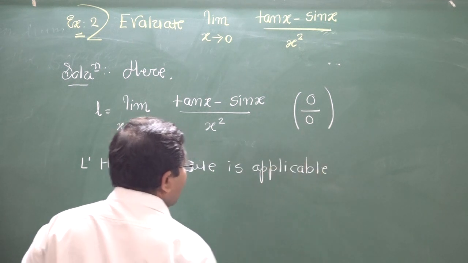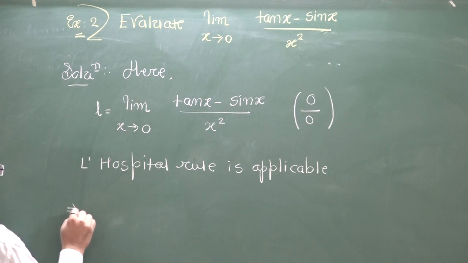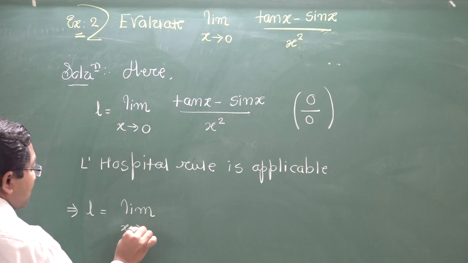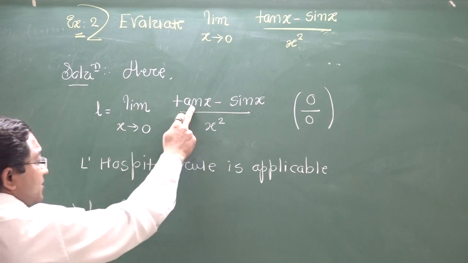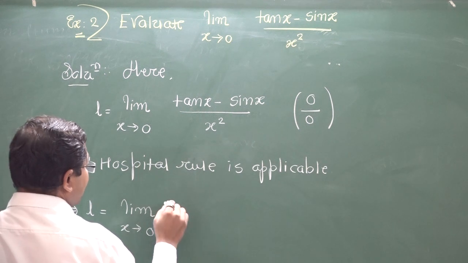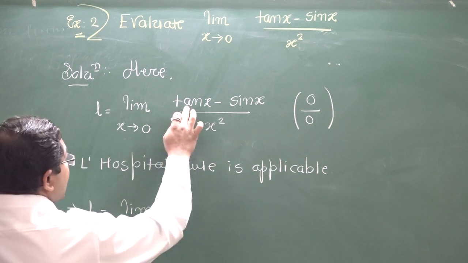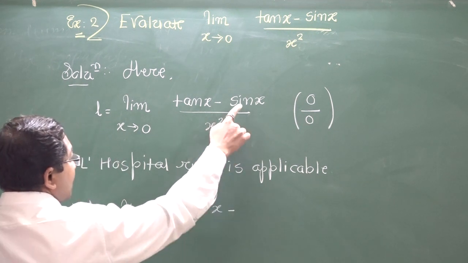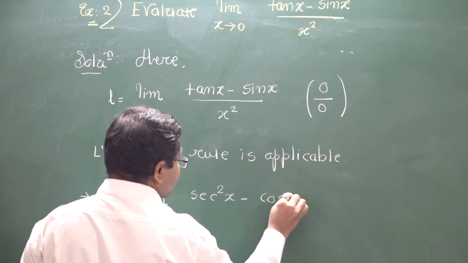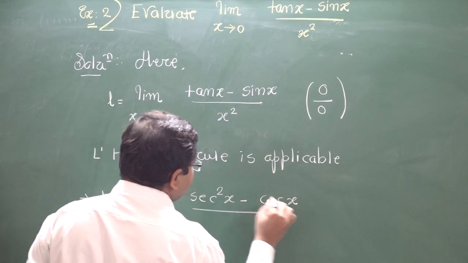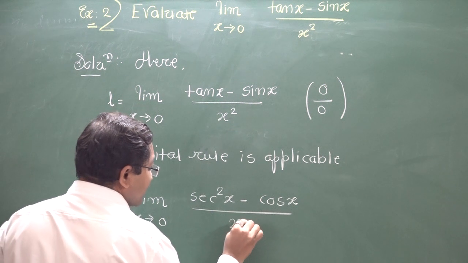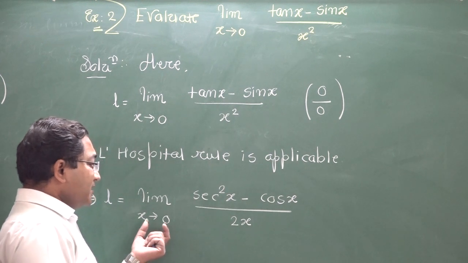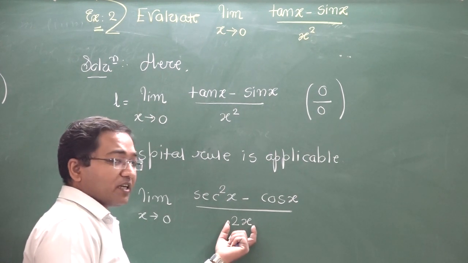So according to L'Hospital rule, it follows that limit L equal to limit x tends to 0, differentiation of tan x. We are familiar with the formulas of differentiation and integration. So differentiation of tan x is sec square x minus differentiation of sin x, which is cos x, upon differentiation of x square, which is 2x. Now here at the point x equal to 0, the denominator becomes 0.